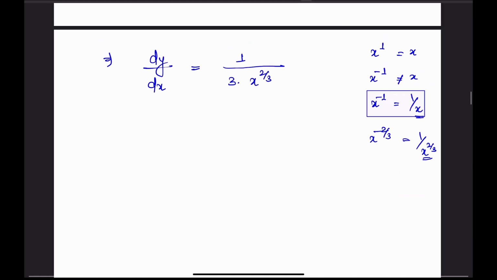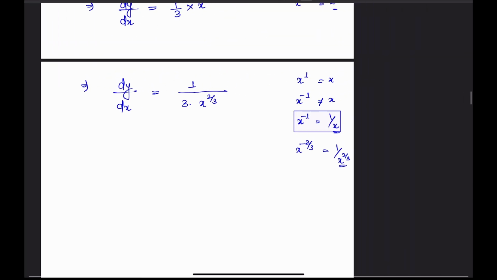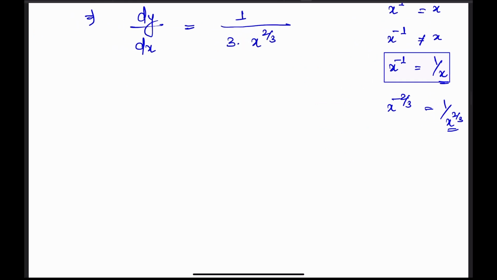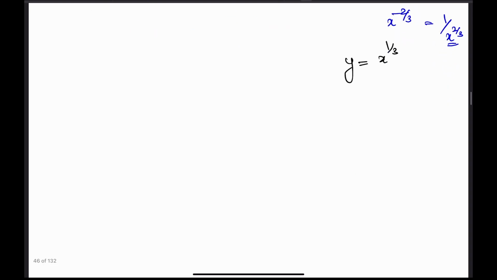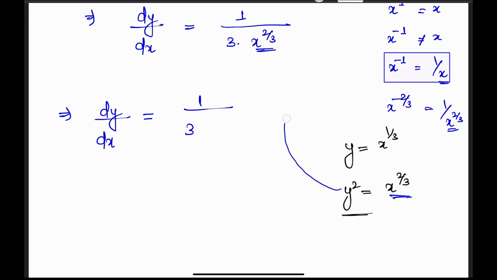One more thing is, we already know that y equal to x to the power 1 by 3. So let's square both sides. So y square will be x to the power 2 by 3. Okay, let's use the value of x to the power 2 by 3 from here and replace it with the y value, y square.